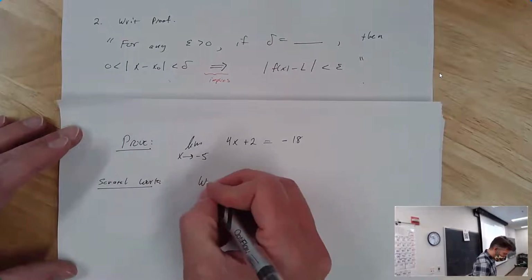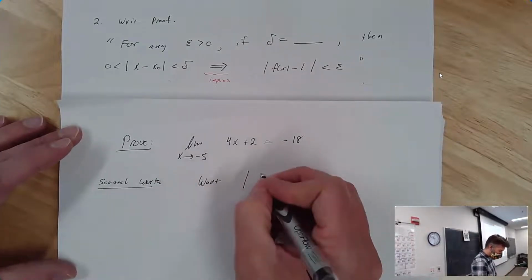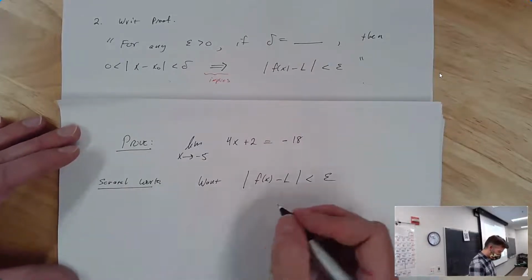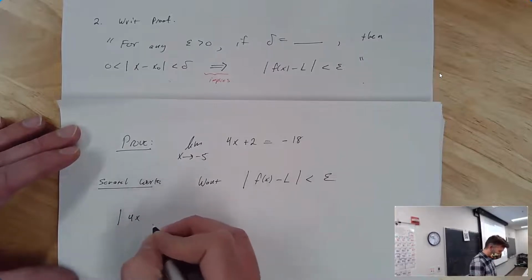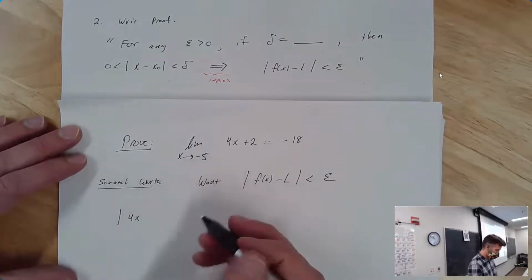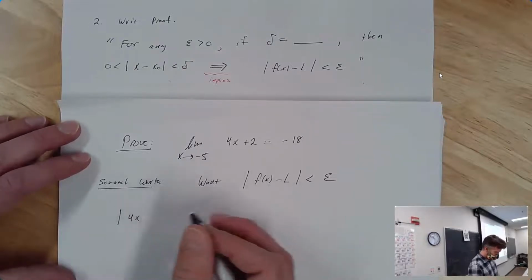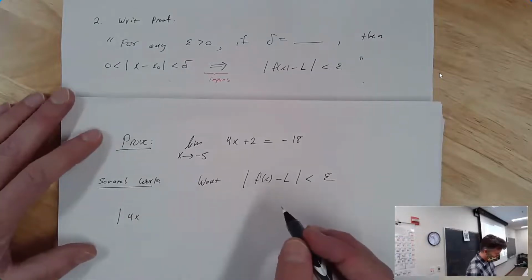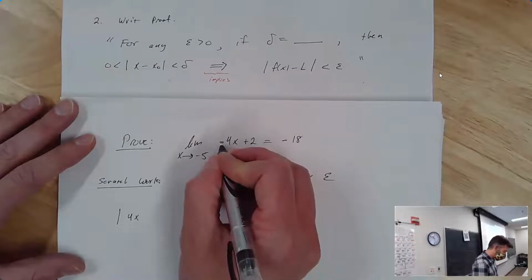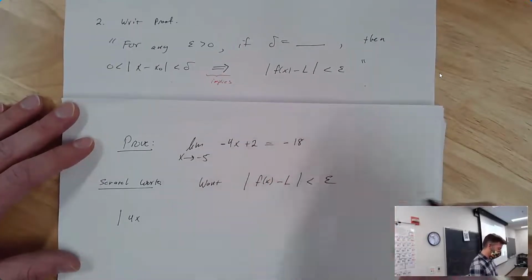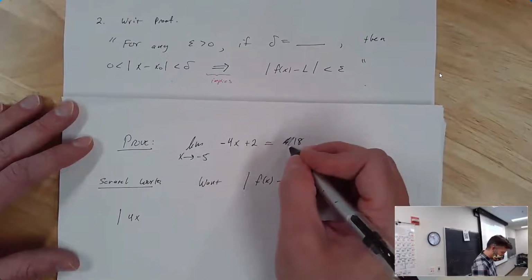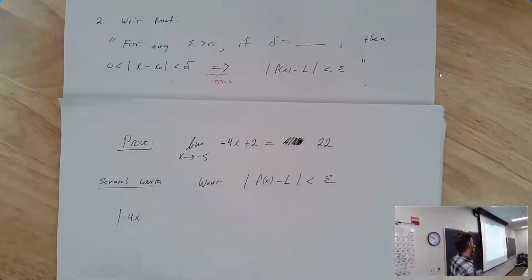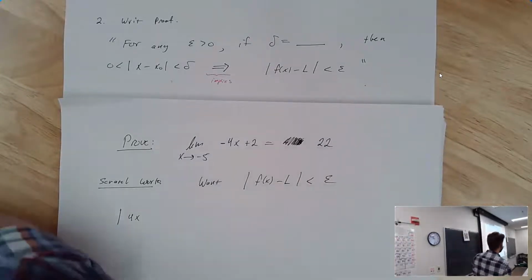We know that we want the absolute value of the function minus the limit to be less than epsilon. So in this case, we want the absolute value of 4x. I'm going to change it to negative because I want to show you what happens if you have a negative coefficient. Sorry, I hate scratching things out. Here's our new one. We're proving the limit as x approaches -5 of -4x plus 2.